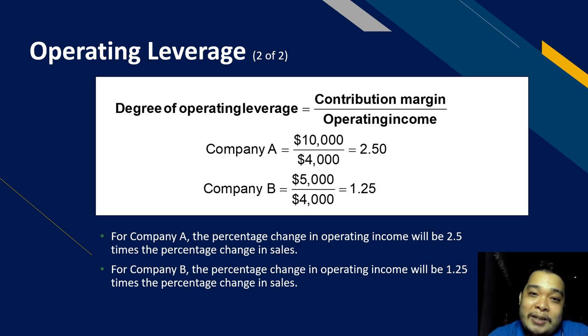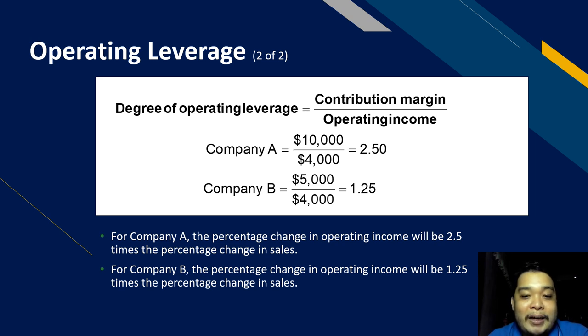Therefore, Company A is more fixed cost heavy in terms of the cost structure. Company B naman has more variable cost rather than fixed cost. Mababa ang kanyang fixed cost. So, ang cost structure niya heavily skewed towards variable cost. And the degree of operating leverage sort of captures that. Now, the higher the degree of operating leverage, it means the cost structure is more fixed. The lower it is, the cost structure is more variable. Okay. What is the meaning behind 2.5 and 1.25?